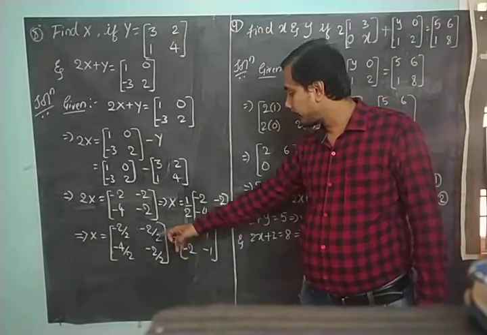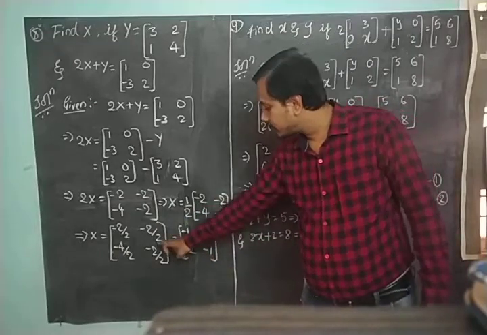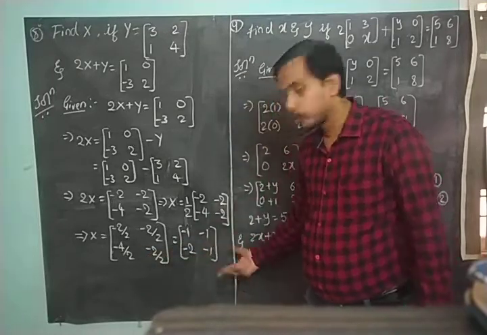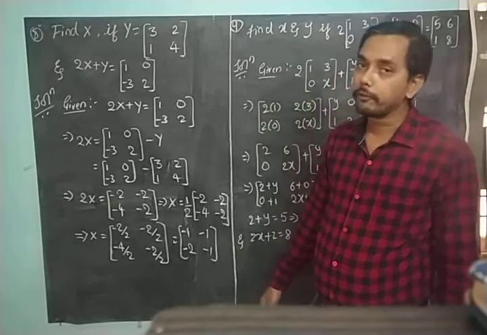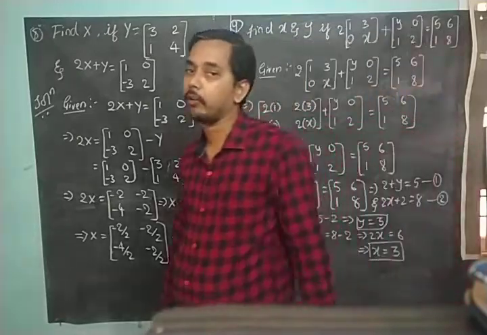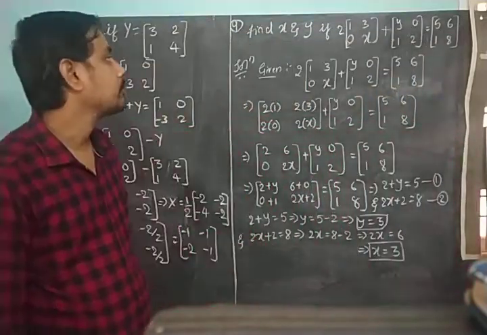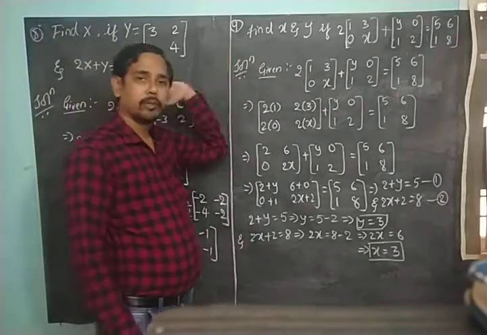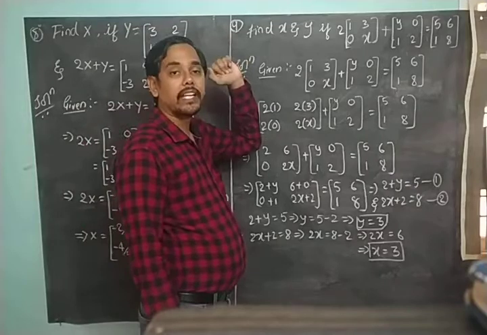Then what will be the value of x? Minus 2 by 2 is minus 1, minus 1, minus 4 by 2 is minus 2, and minus 2 by 2 is minus 1. This is nothing but the value of x. This is the required value of x, that is the x matrix. Okay, this is how we need to find it. Coming to the ninth problem, I hope that one is clear. We'll proceed to the ninth problem.